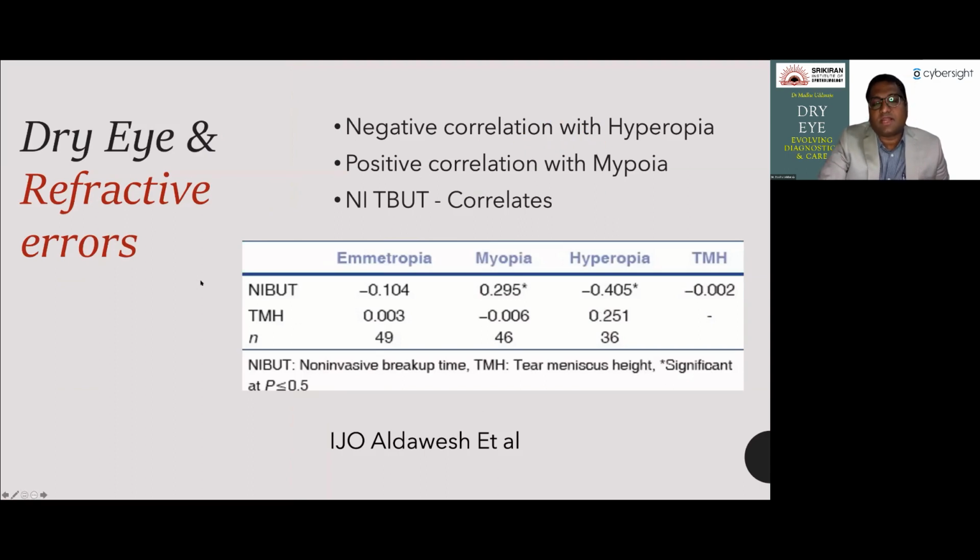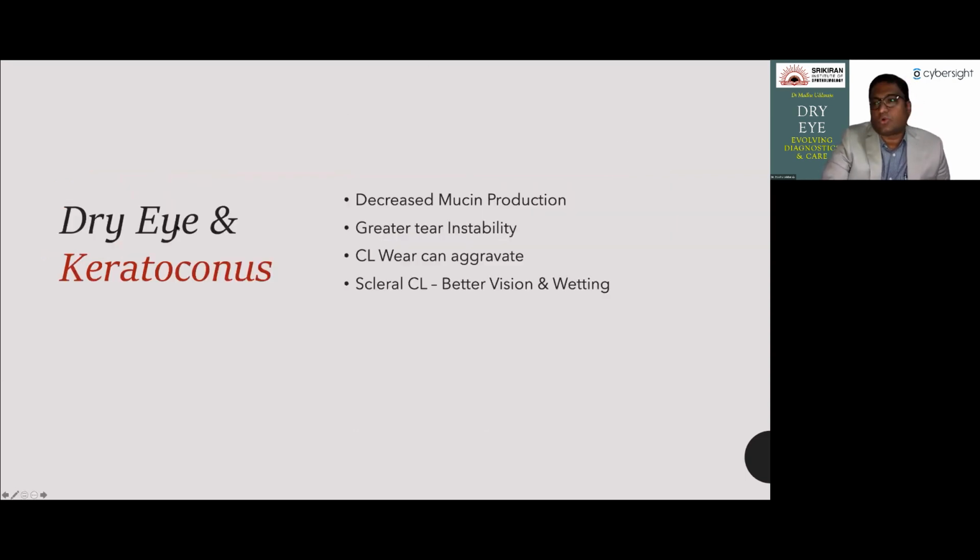One more interesting question I had was the association between dry eye and refractive errors. There is a negative correlation with hyperopia and a positive correlation with myopia. Non-invasive tear break-up time correlates; the tear meniscus height does not correlate. This is what we got to study from IJO, Aldavash et al. Dry eye and keratoconus is one more important question, where we see there is decreased mucin production and greater tear instability sequentially because of it. And contact lens wear in keratoconus also can aggravate dry eye. So in these cases, scleral contact lens can give better vision and wetting of the ocular surface.